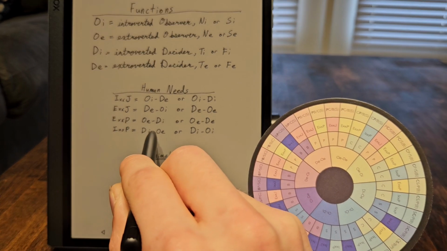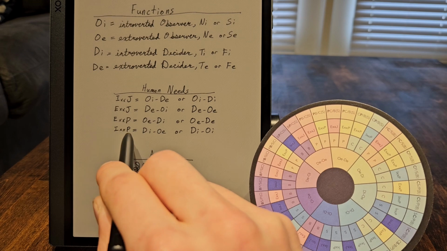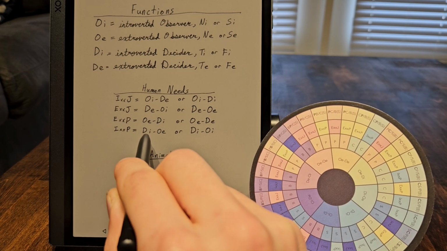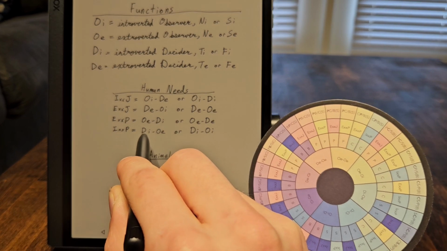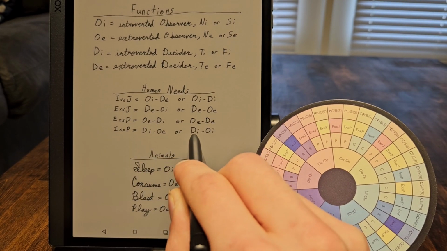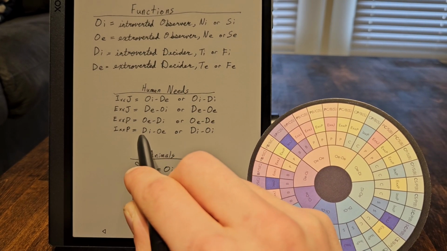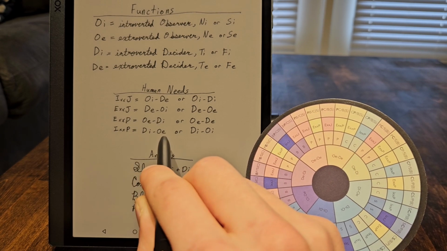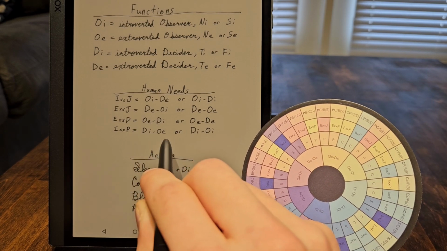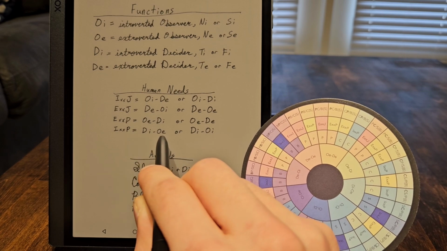The reason we have this dash is because an IP is going to be DI first, always. Every single IP is going to be DI. But some of them are going to be DIOI, and others are going to be DIOE. And that is in their function stack, not the animal stack.